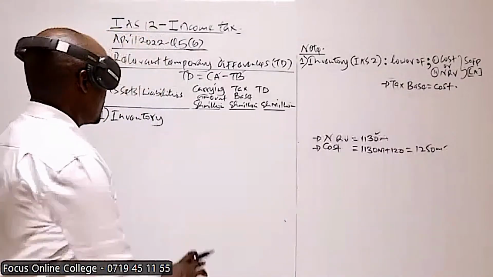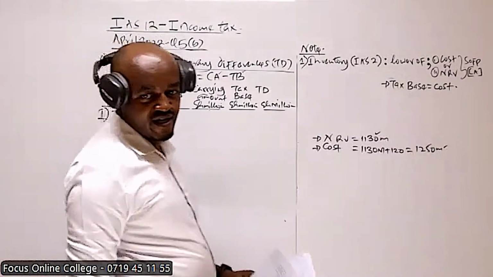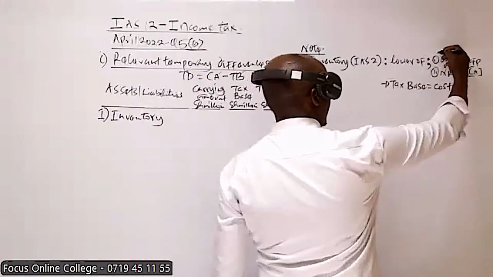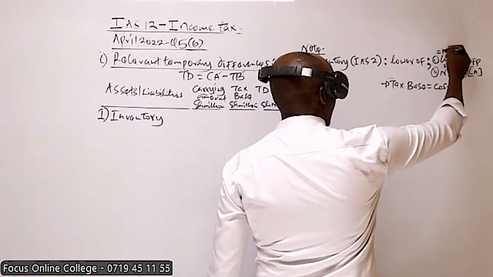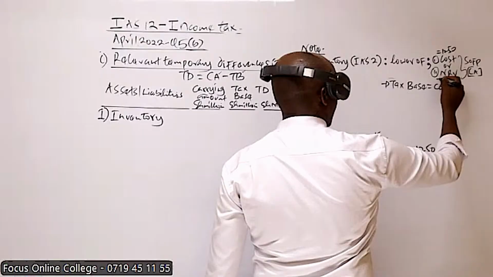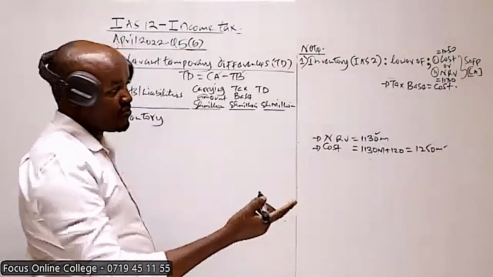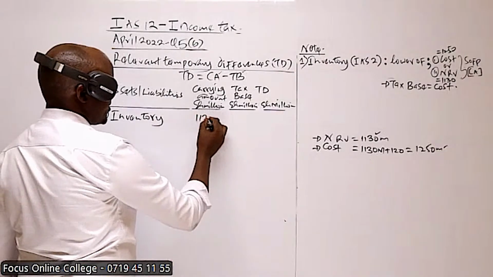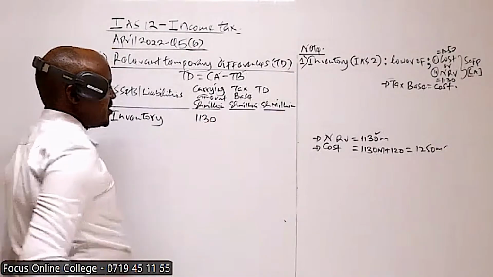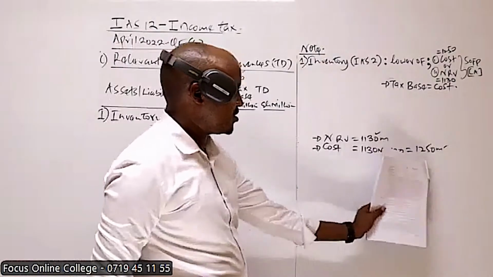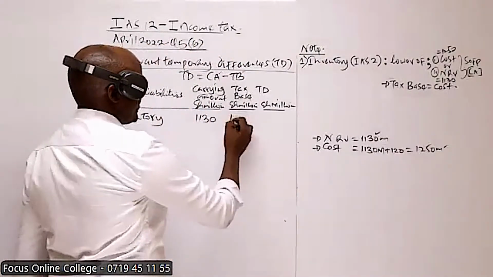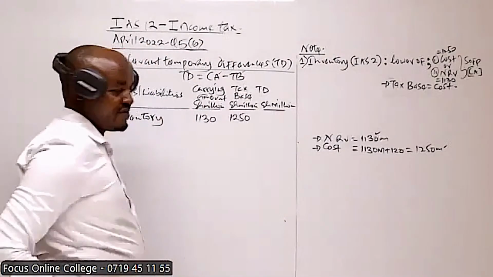Having that, we use this concept which I've explained to determine these two values. Carrying amount should be the lower of these two values. Cost is 1250 million, net realizable value is 1130. We take the value which is lower, 1130. The tax base is equal to the cost, which is 1250.